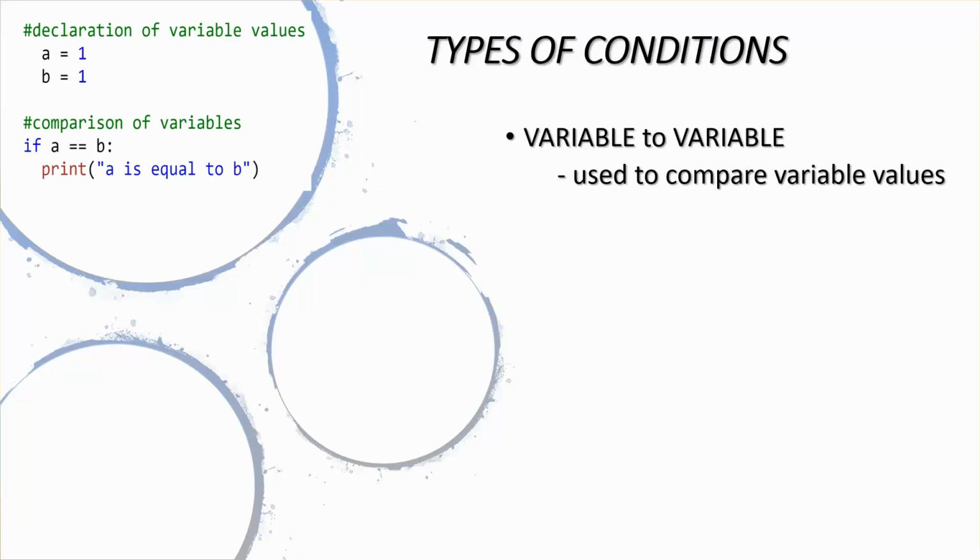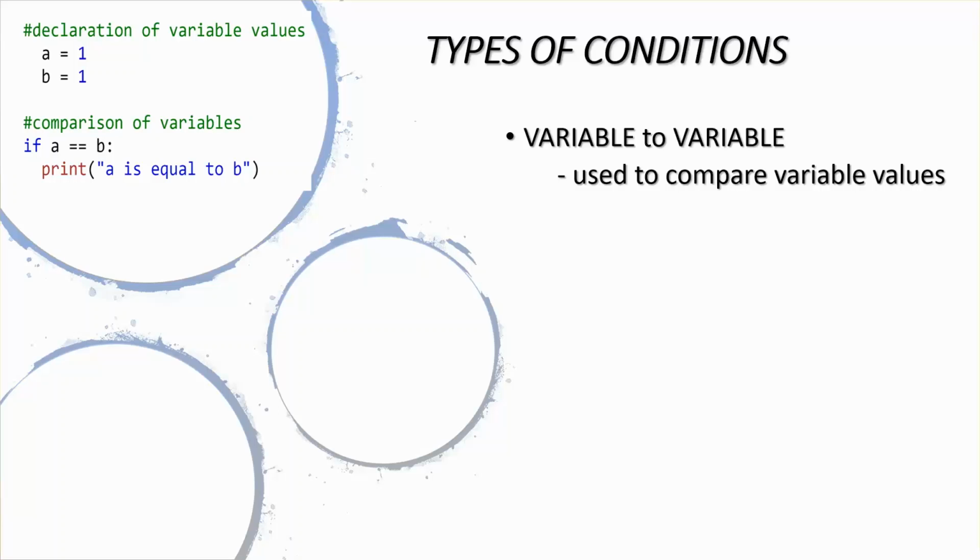We have three types of conditions. The first one is variable to variable, the second is variable to value, and the last is value to value. Variable to variable is the most common type of condition since this is used to compare variables. On the screen, A and B is a variable and both are compared on the if statement. As previously discussed, variables are containers of value, so the validity of this type of condition relies 100% on the validity of the variables that are being compared.